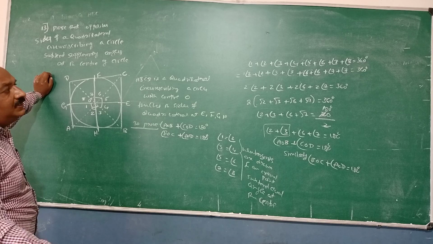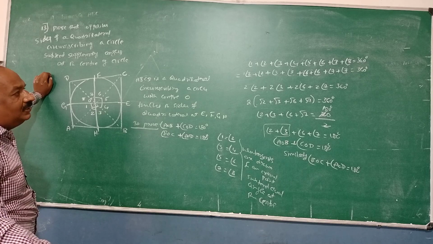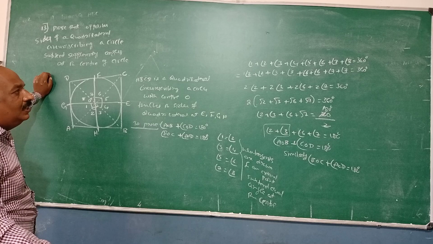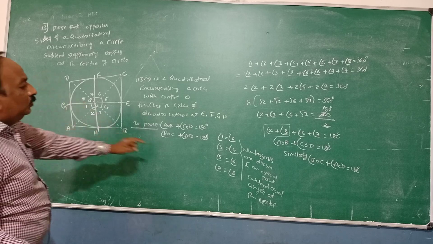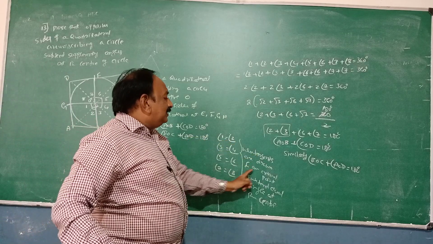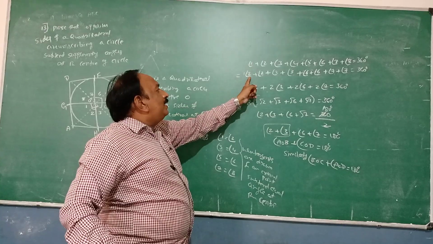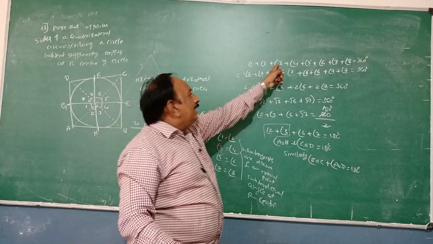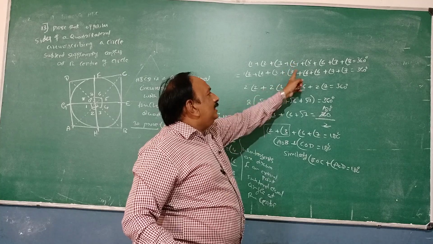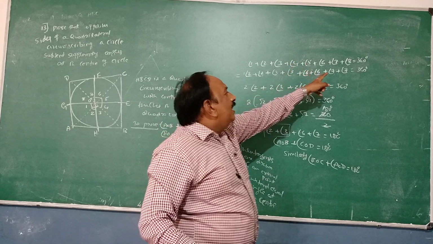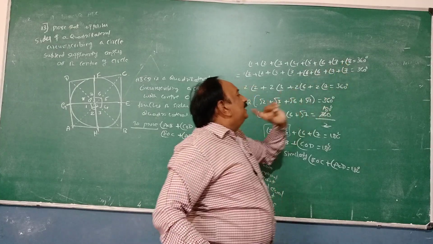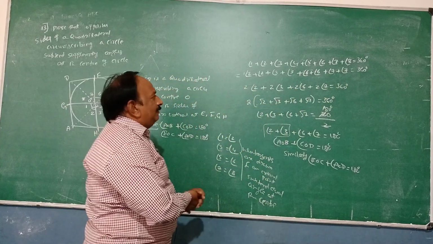What is the complete angle of the circle? Angle 1, 2, 3, 4, 5, 6, 7, 8 is equal to 360 degrees. Angle 1 is equal to angle 2, because when tangents are drawn from the external point, they subtend equal angles at the center. Angle 1 becomes angle 2, angle 3 as it is, angle 4 becomes angle 3, angle 5 becomes angle 6, angle 7 as it is, and angle 8 becomes angle 7.